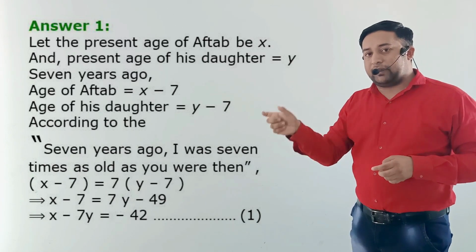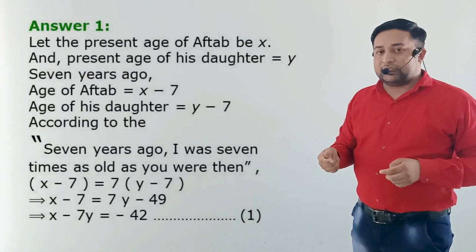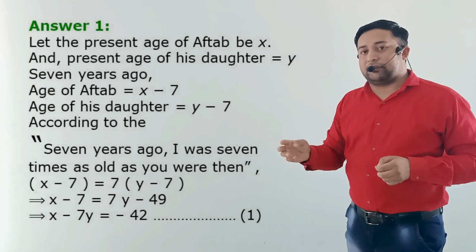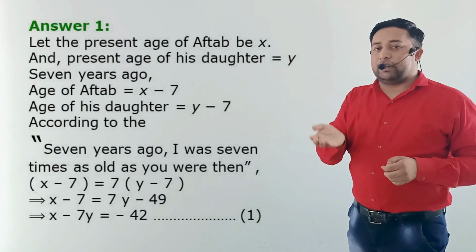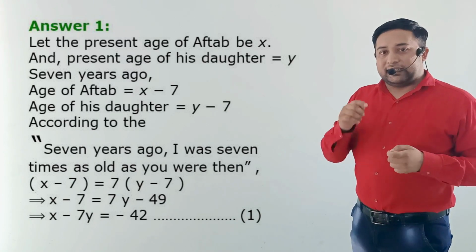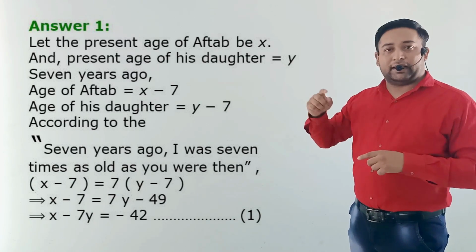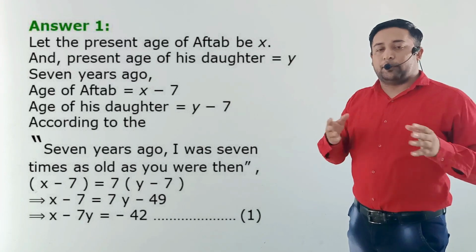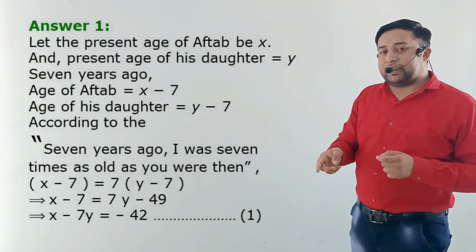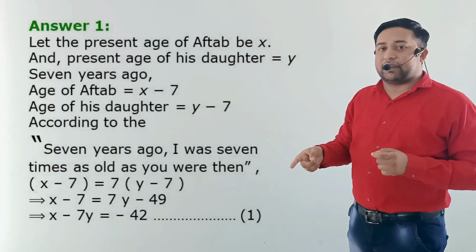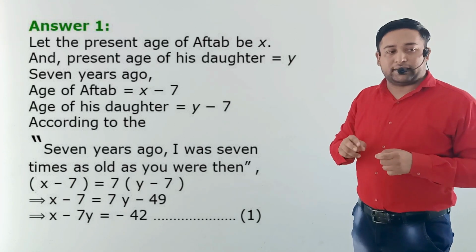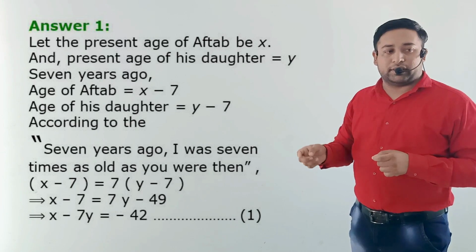So y minus 7 multiplied by 7 is equal to x minus 7. Multiply his daughter's age with 7 and you will get Aftab's age. So what will you get? x minus 7 is equal to 7 in bracket y minus 7. Now opening the bracket, x minus 7 is equal to 7 multiplied with y and 7 multiplied with 7. 7y, and 7 sevens are 49. So x minus 7 is equal to 7y minus 49.